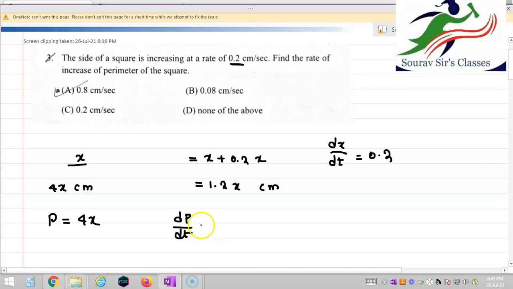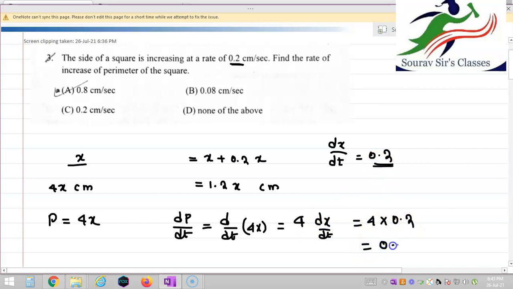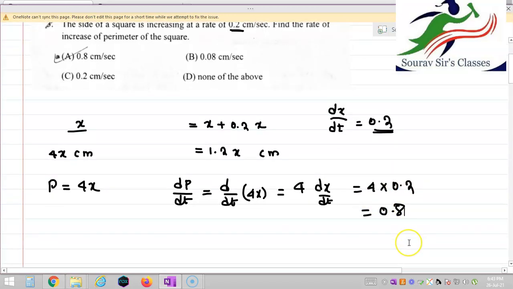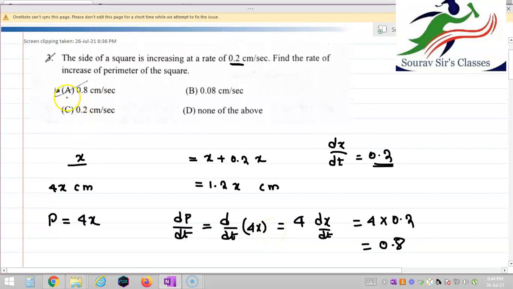So dP/dt is equal to d/dt of 4x, and that is 4 into dx/dt. The value of dx/dt is 0.2, so 4 into 0.2 will be 0.8. So the perimeter is increasing at a rate of 0.8 centimeter per second. You can see that this is our option A, so option A is the correct option. So we have solved question number 3.